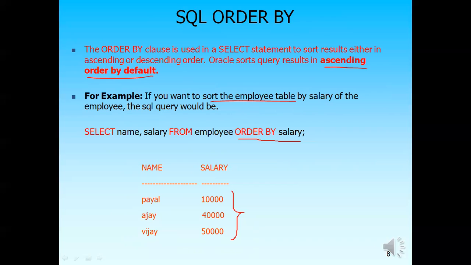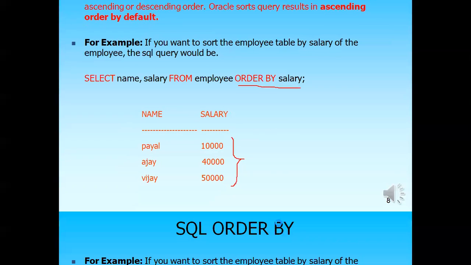This is my query. So what will be the solution of this query? Select name, salary from employee, order by salary. Select name, salary: I want to display only two columns, name and salary, from the employee table. And I want to display this result in the ascending order of the salary field. So my result will be this, name and salary. If you observe, these records are sorted here: 10,000, 40,000, and then 50,000. I hope you are clear with this syntax.